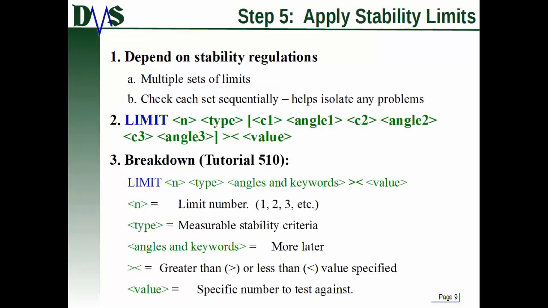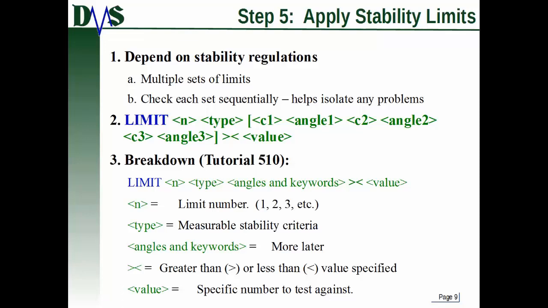Right, now we turn on our stability limits. Those limits, you're defining them here. Again, what they actually are is set depending on the regulations. Now, if you see multiple regulations that apply to your vessel, you might be tempted just to code all of the regulations into one massive set of stability limits. Don't do that. Check each set sequentially. So check each regulation sequentially, because that's going to help you isolate any problems if your vessel does not pass any of those regulations, and you'll be happy to have a more limited set to work with.